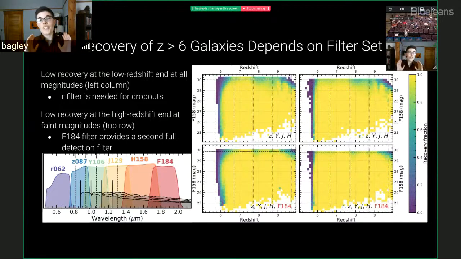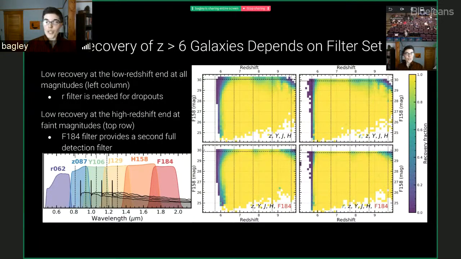So focusing first on the recovery, we know exactly what truth is. Looking at the different filter options, this figure is showing for one Roman pointing what you would get for recovery as a function of F185 magnitude and redshift. And we're seeing the 4 filter sets. And you may notice a few things. The recovery at the low redshift end around redshift 6 is really quite poor at all magnitudes in the left column. And that's the column that does not use the R filter.